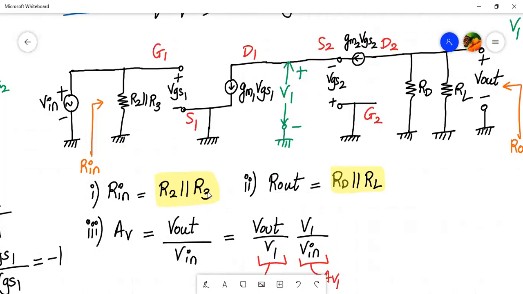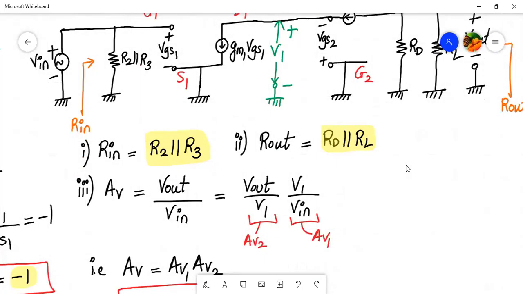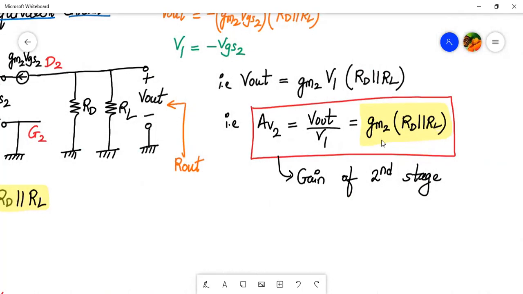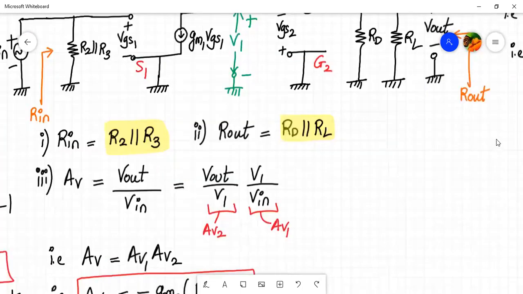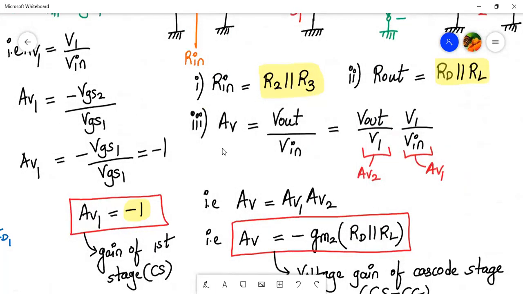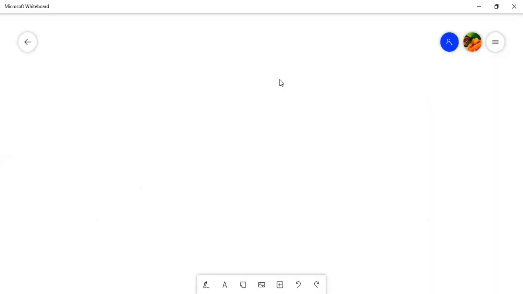So the Rin formula will be the same. It will be R2 parallel to R3. The Rout formula will be equal to Rd itself, because in the numerical, the value of RL is not given. Then we can find the value of voltage gain. The second stage voltage gain formula will be gm2 into Rd parallel to RL, but RL is not there, so it will be gm2 Rd. And in the first stage, you have the voltage gain as -1 directly. No need to derive these things. So now let us go back to the numerical and complete the remaining part.